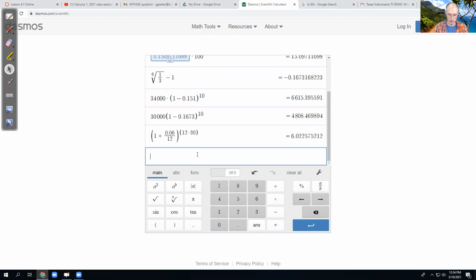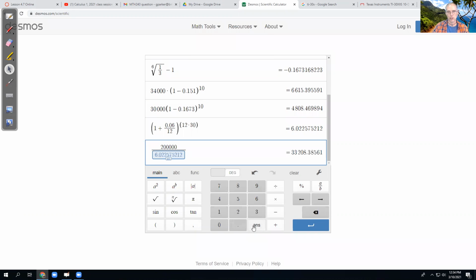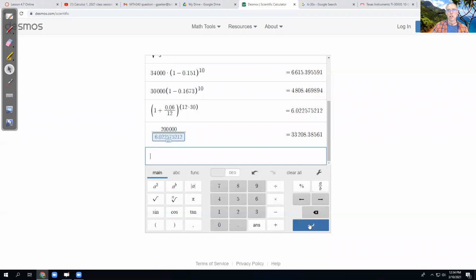So next, I want to know what is 200,000 divided by my previous answer. On your calculator, you can use your previous answer button, which on many calculators is shift or second to get that value. So according to this, if I deposited about 33,000 now, in 30 years I would have $200,000 by just letting it sit in the bank. If only I could get a 6% interest rate.